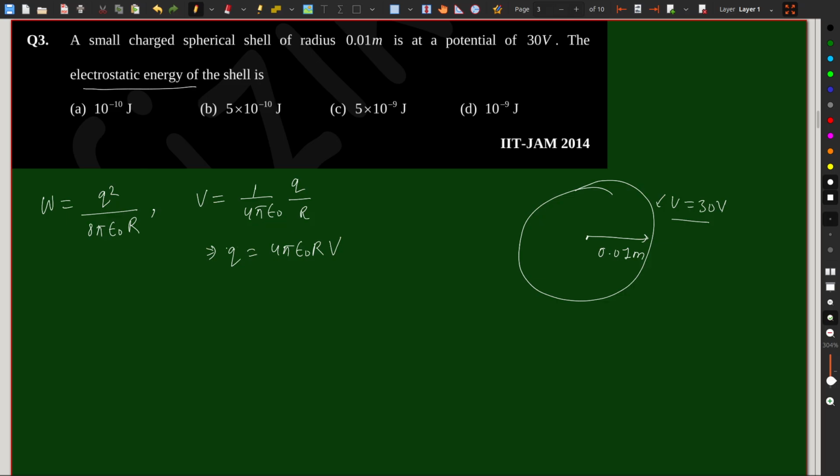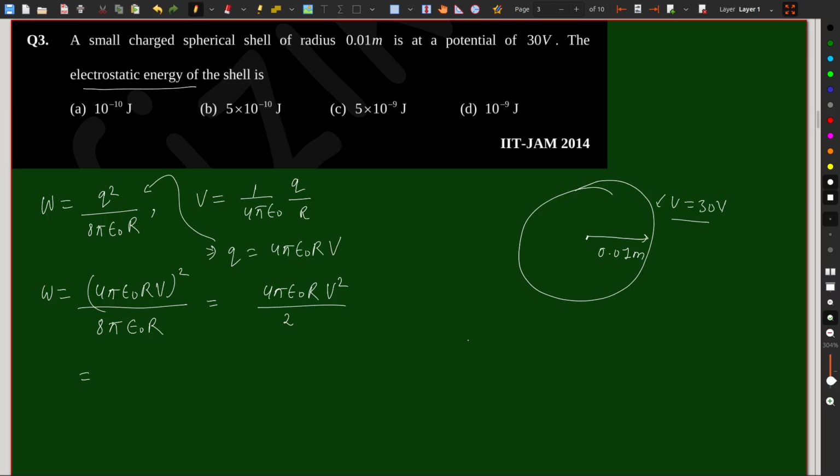Put this value of Q here. W equals 4 pi epsilon naught R V whole square divided by 8 pi epsilon naught R. So 4 pi epsilon naught will cancel out. This will remain as it is, and V square, so this will be over 2.